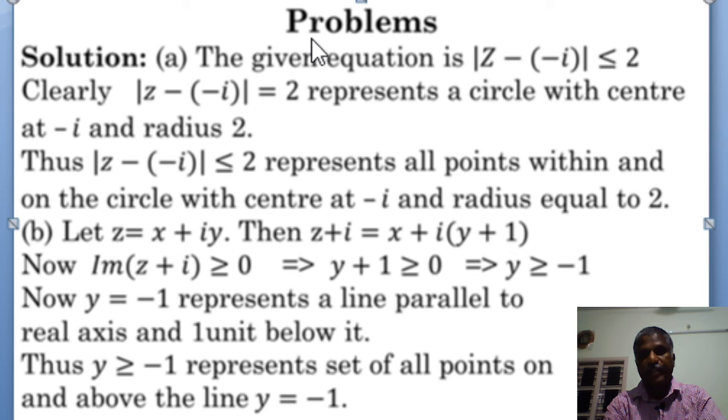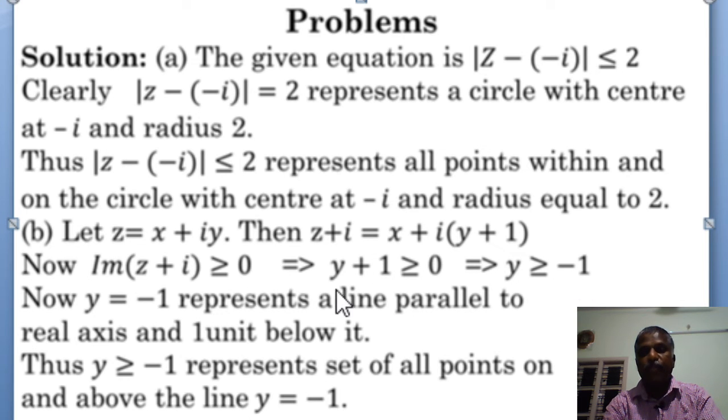So similarly in example 2, that is B, you have to find the imaginary part of z plus i. So substitute z is equal to x plus iy, and separating real and imaginary parts, we get z plus i is equal to x plus i into y plus 1. So now the imaginary part of z plus i is y plus 1. So y plus 1 is greater than or equal to 0. By data, imaginary part of z plus i is greater than or equal to 0. So this implies y is greater than or equal to minus 1.